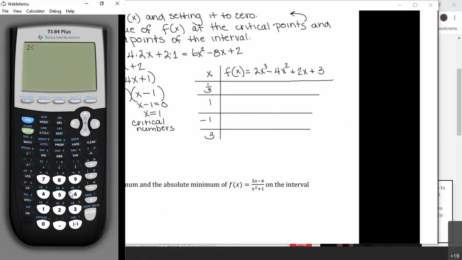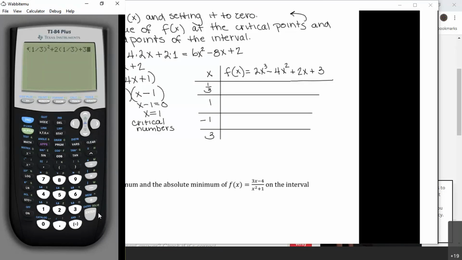Okay, so here's 2 times 1/3 cubed. All right, so I need to raise that to the 3rd power. And then minus 4 times 1/3 squared, plus 2 times 1/3, plus 3.